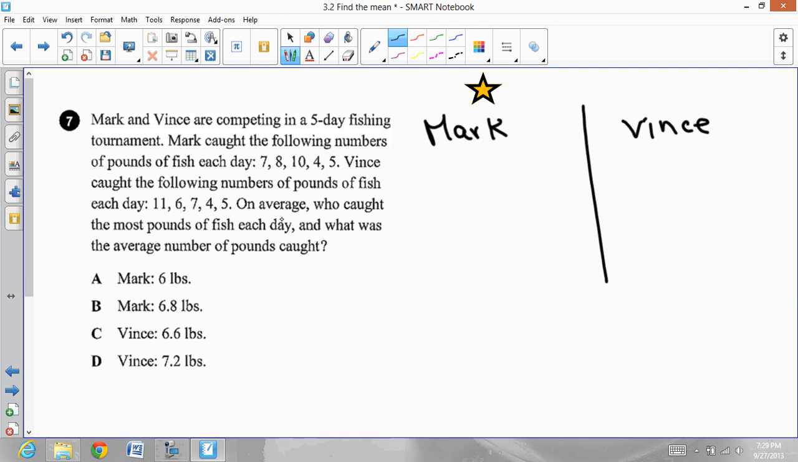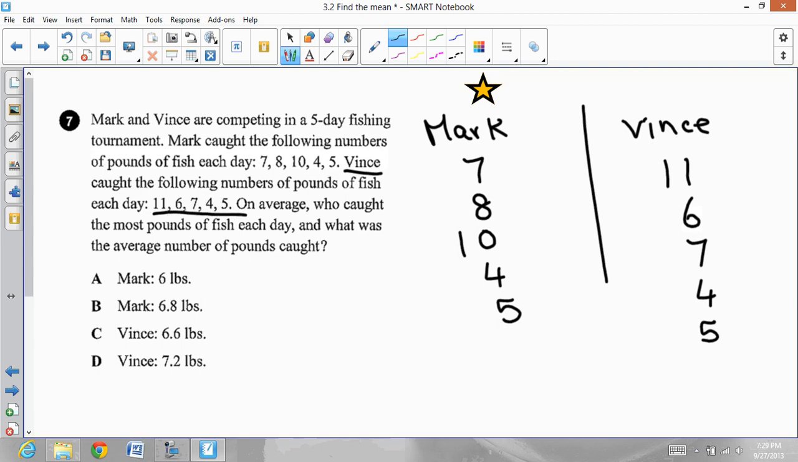Let's focus on what Mark did. Mark caught the following number of pounds of fish each day: 7, 8, 10, 4, and 5. Vince caught the following number of pounds of fish each day. So let's focus on Vince's numbers. He caught 11, 6, 7, 4, and 5, which are these numbers.